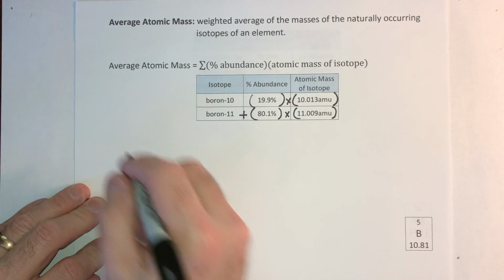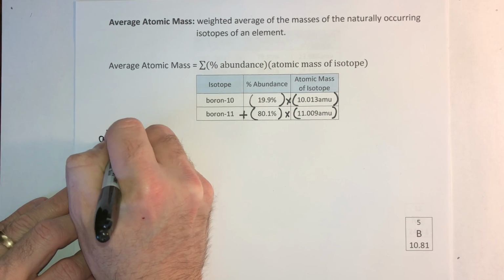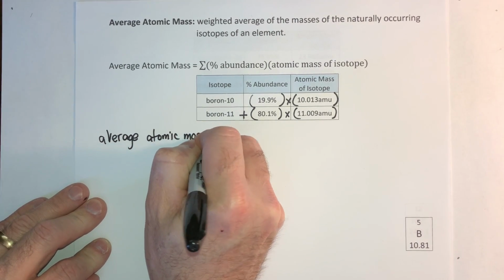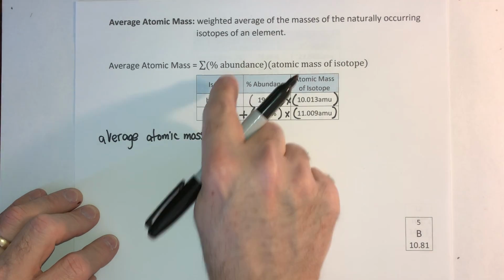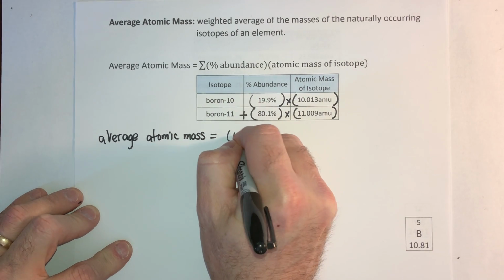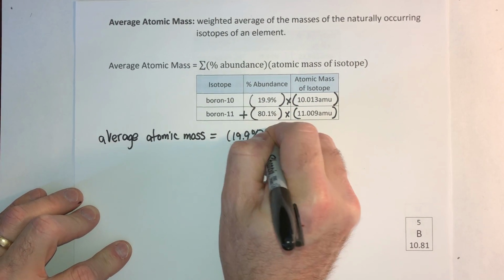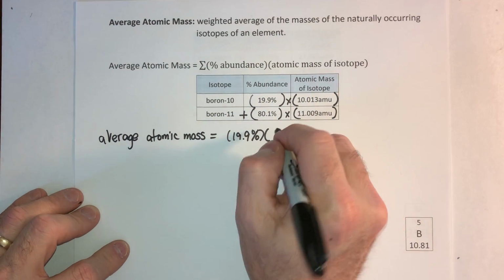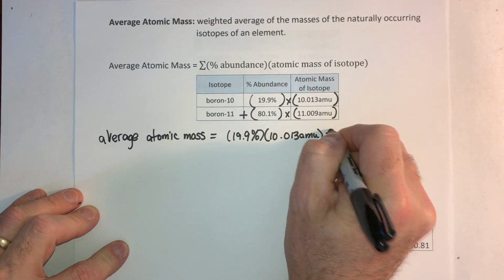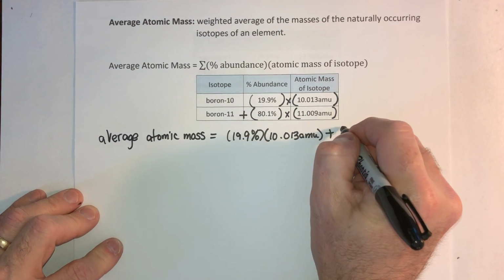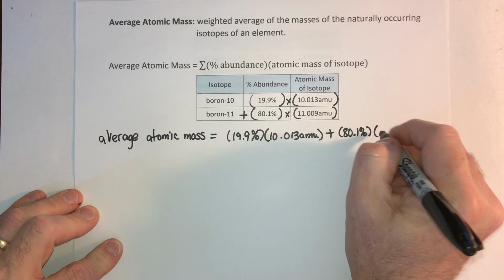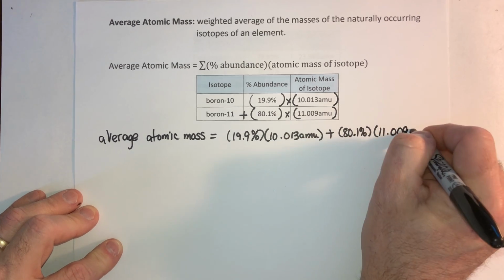Okay, so let's do that. If I want to calculate the average atomic mass, my formula says take the abundance and multiply it by the mass of each isotope. So abundance, 19.9% times the atomic mass, 10.013 AMU, plus, do it for the second isotope, 80.1% times the mass of the second isotope, 11.009 AMU.